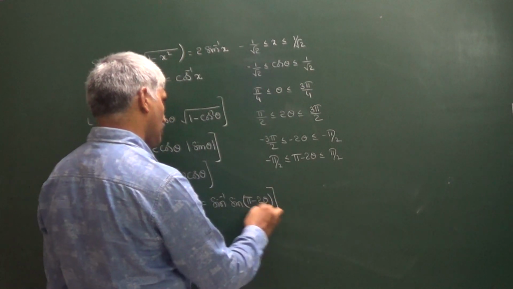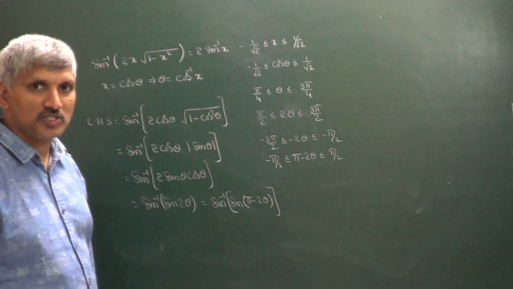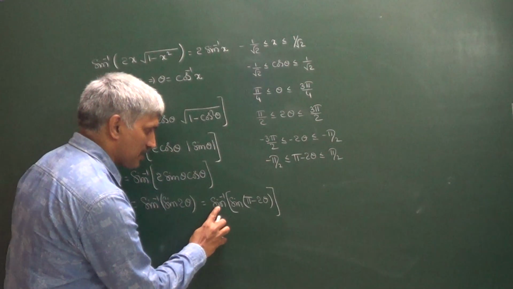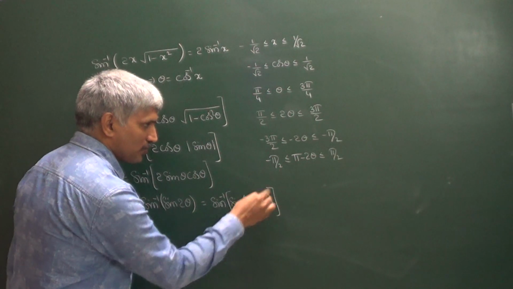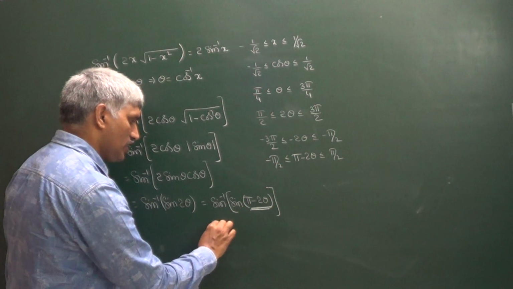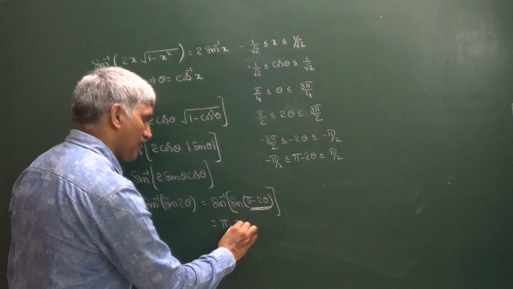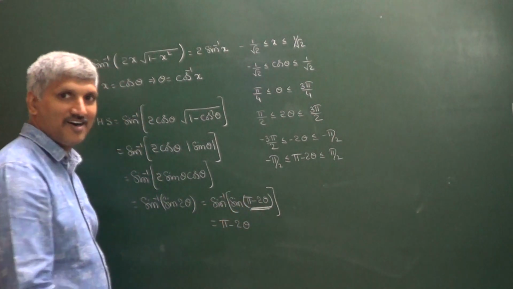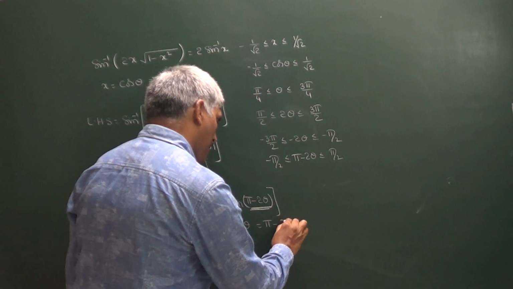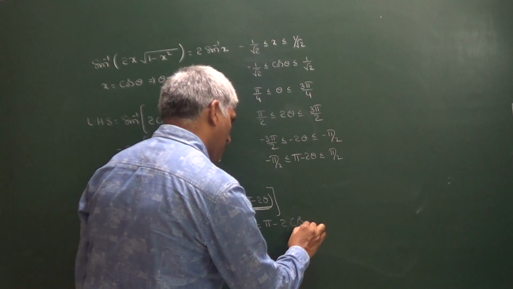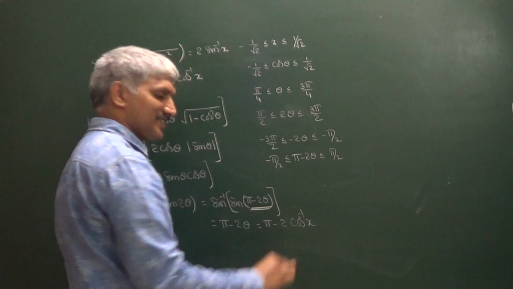Yes, sine 2 theta we can write it as sine of 180 minus 2 theta. Now sine inverse of sine of 180 minus 2 theta. This 180 minus 2 theta is there in the principal branch. That's why we can write pi minus 2 times theta. Yes, but again here pi minus 2 times, in place of theta we can write cos inverse x.